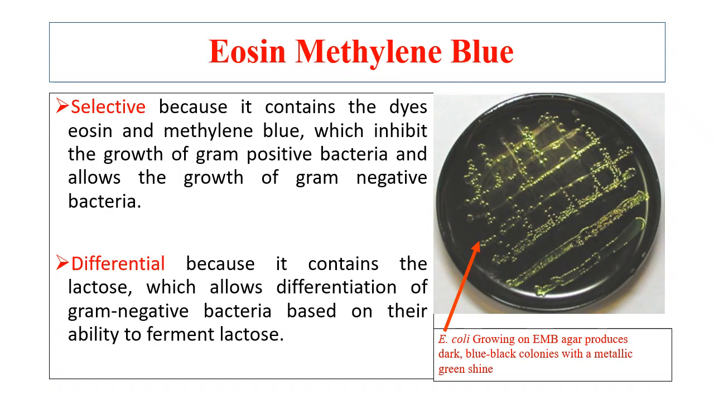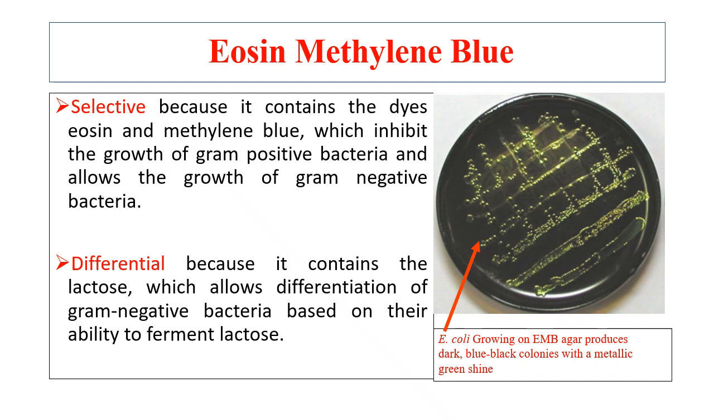Now, eosin methylene blue agar is selective and differential for Enterobacteriaceae, the gram-negative bacteria. It is selective for gram-negative bacteria because it contains the dyes eosin and methylene blue, and these dyes inhibit growth of the gram-positive bacteria, allowing growth of the gram-negative bacteria. Why is it differential? Because it contains lactose, which can differentiate the lactose fermenters from the non-lactose fermenter bacteria. And this media is important for identifying Escherichia coli.